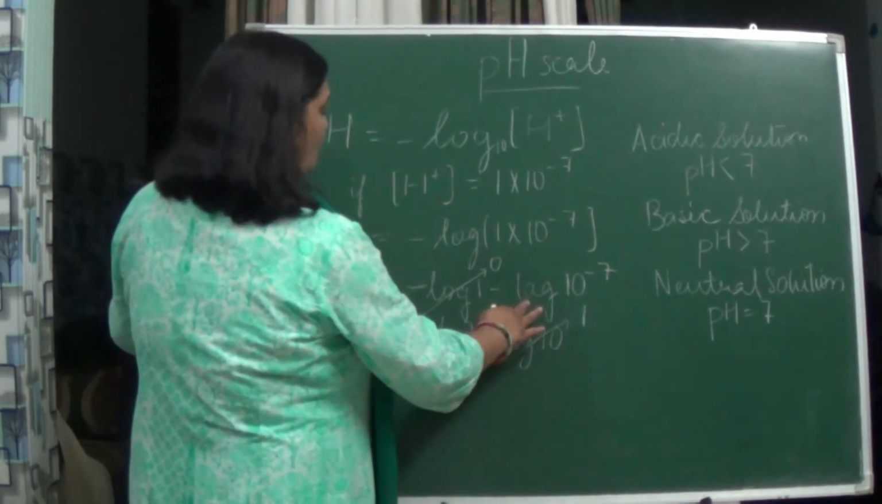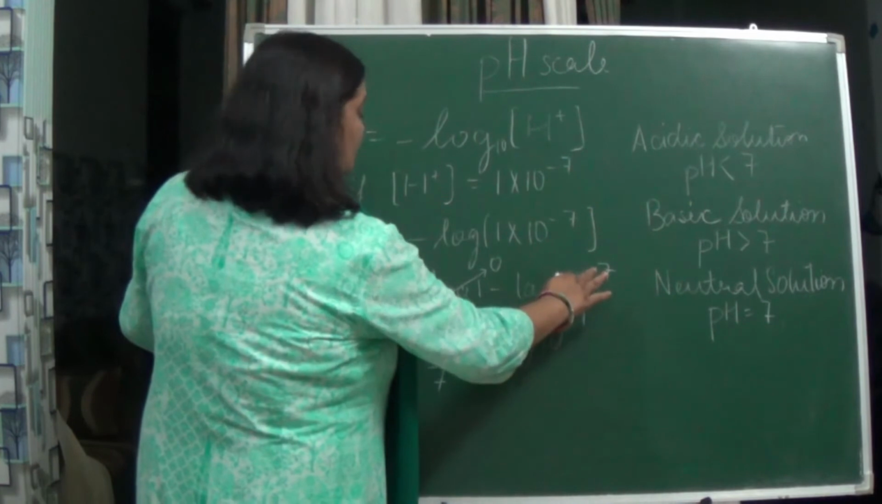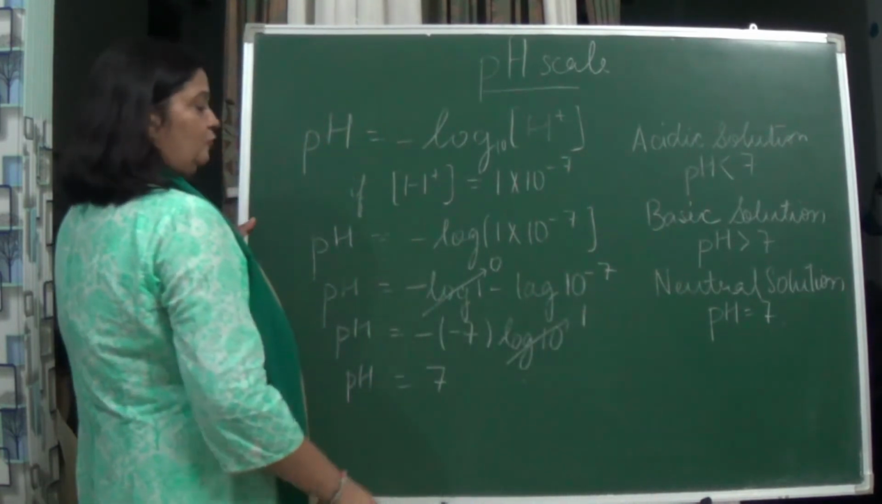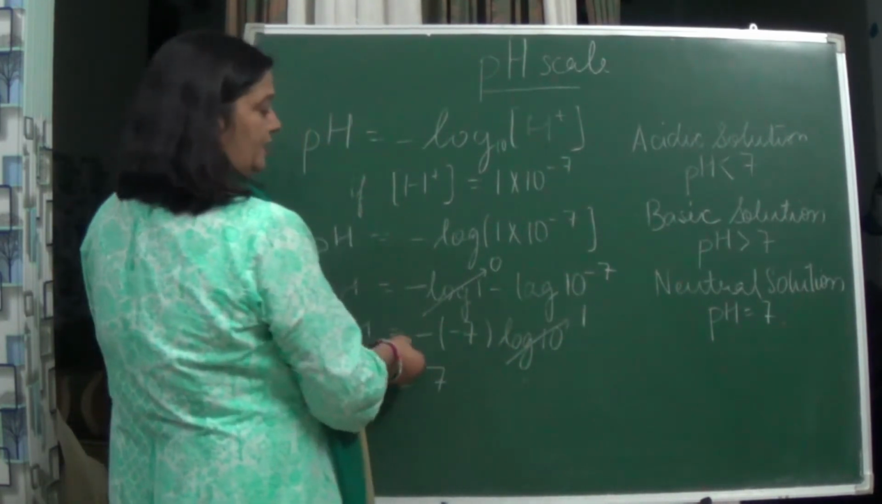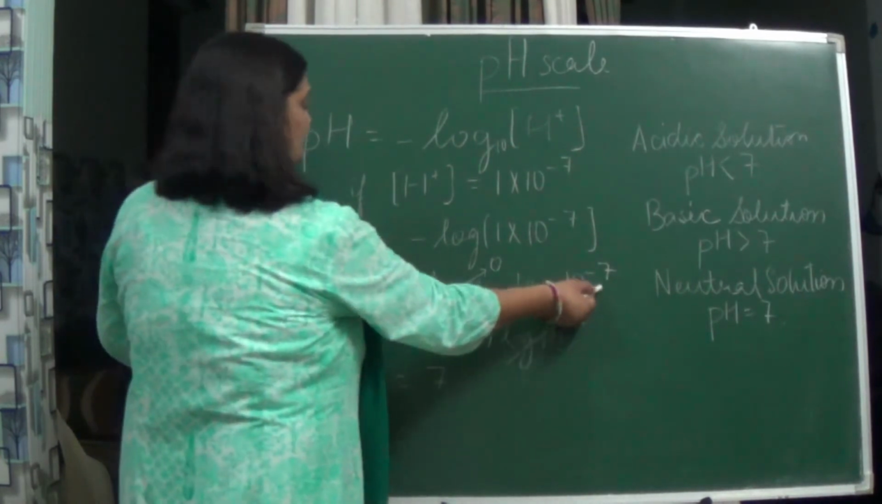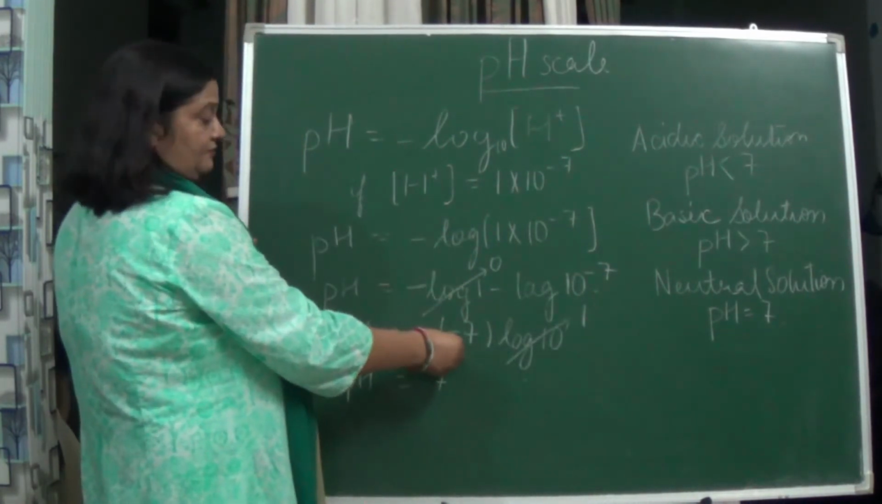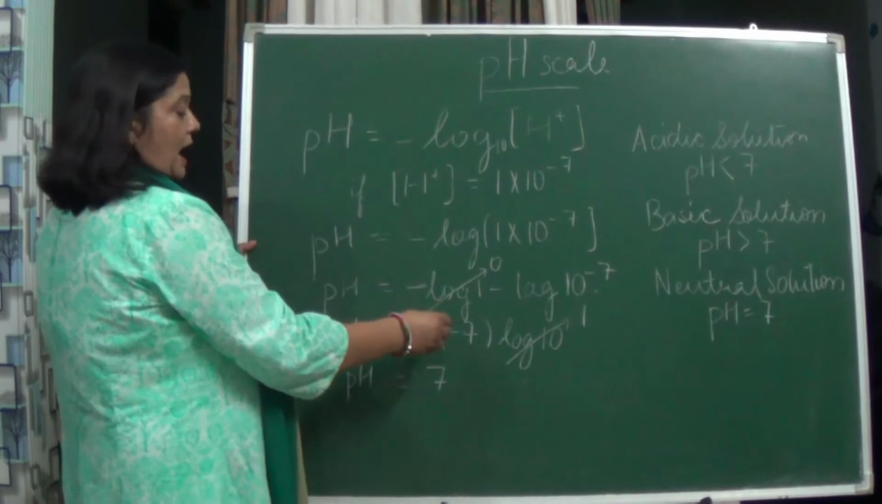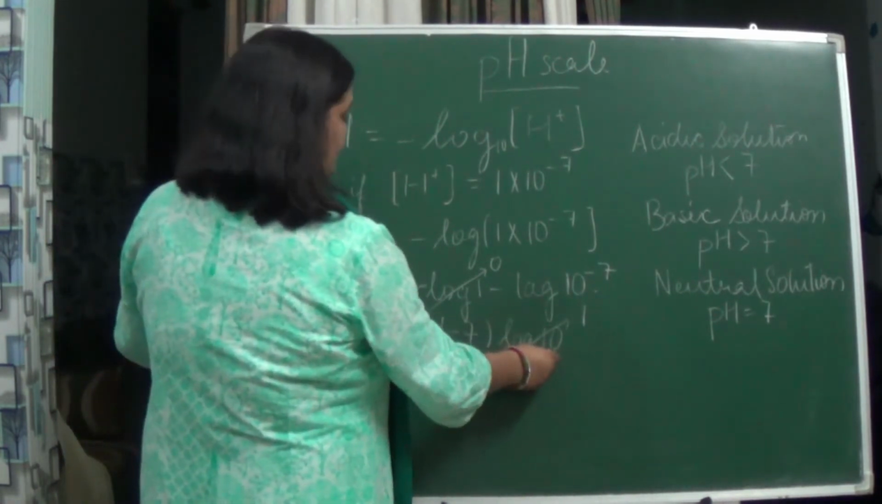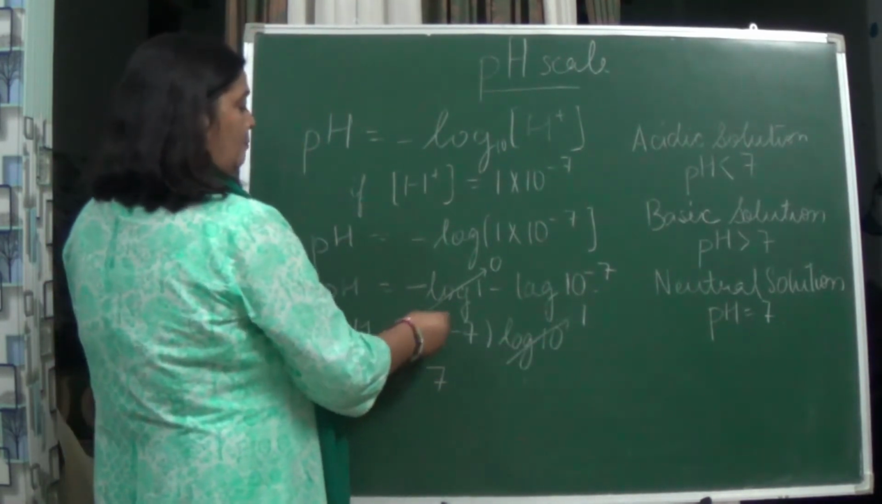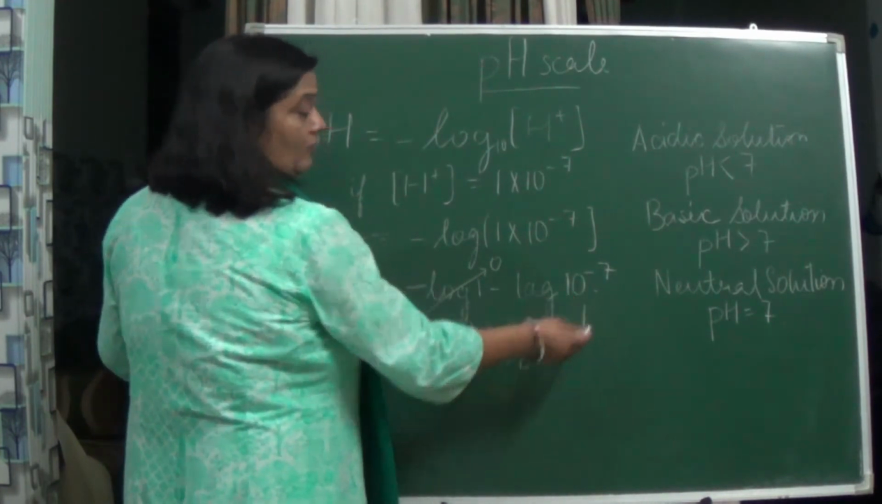Okay, so now log 10 to the power minus 7. What happens? This minus sign over here, we have just brought it into the left hand side. Okay, and log 10, so now what happened? Minus log 10 is equal to the value is 1.